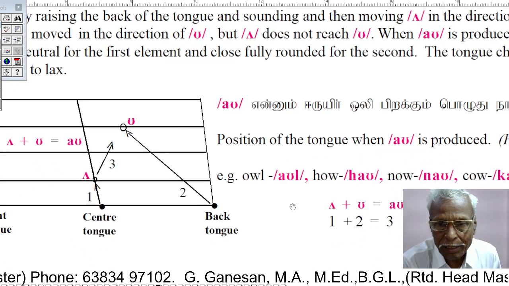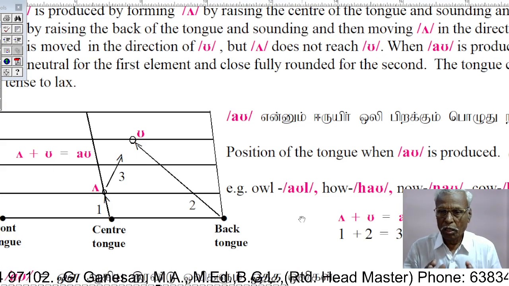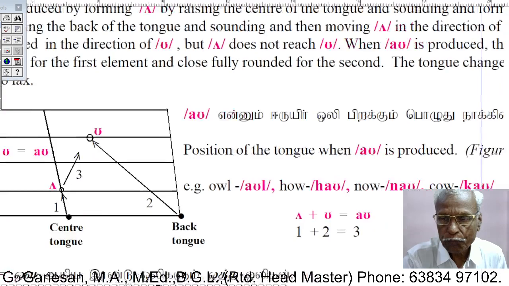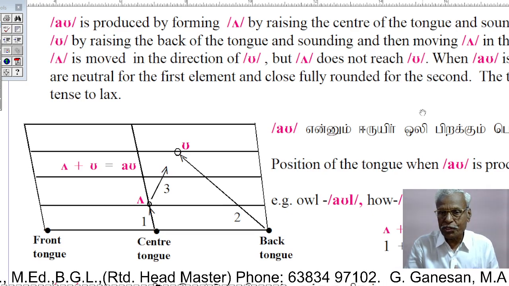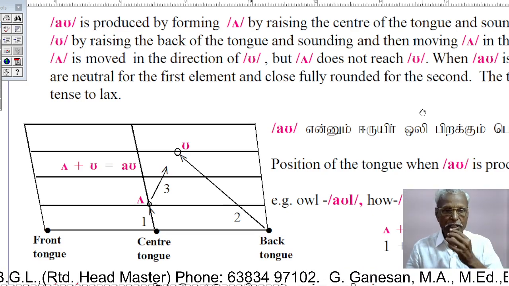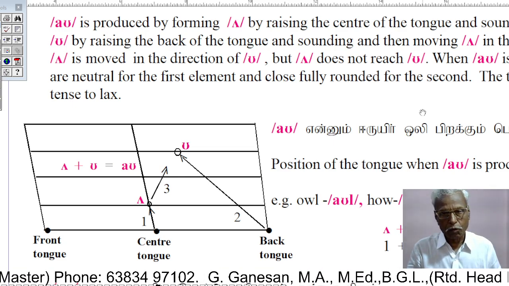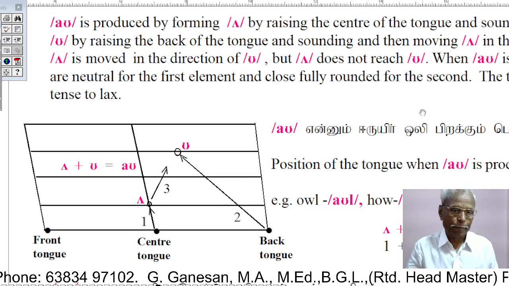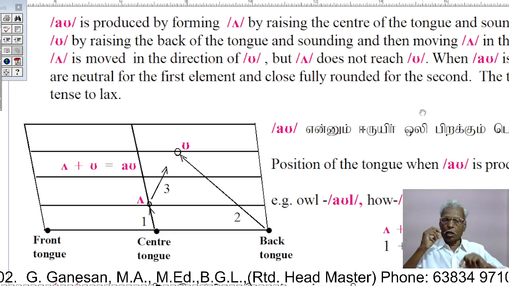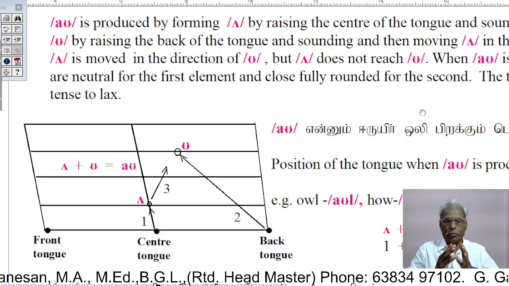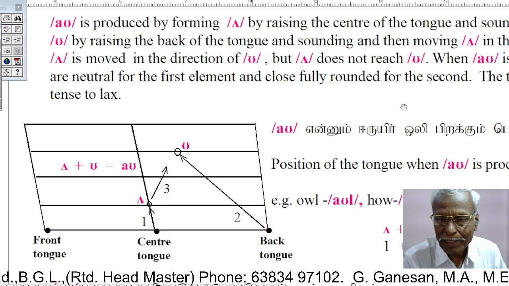Let us see the lips and tongue positions in the production of this diphthong. When /aʊ/ is produced, the lips are neutral for the first element /a/ and close fully rounded for the second element /ʊ/. And let us see the tongue position.